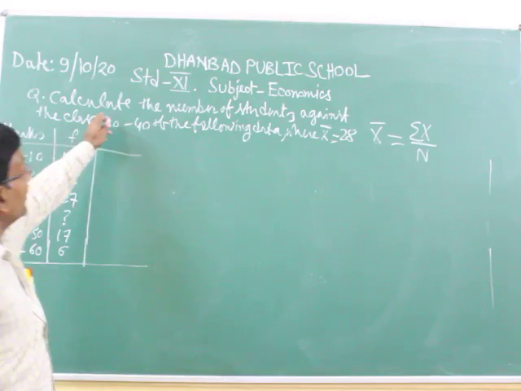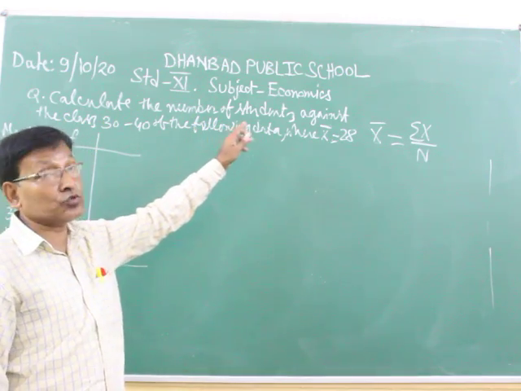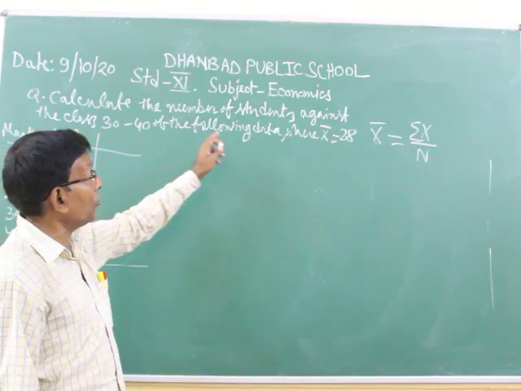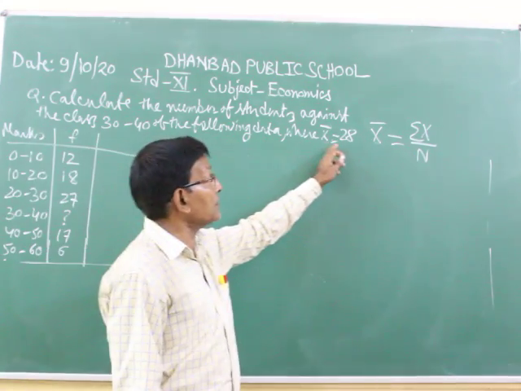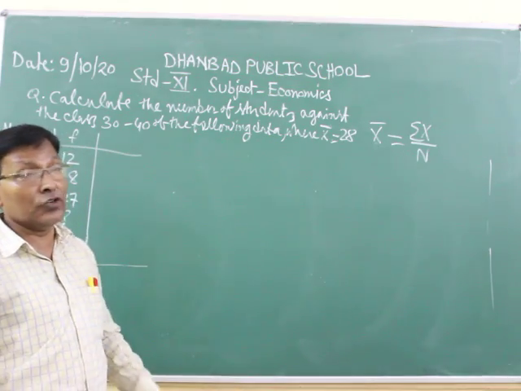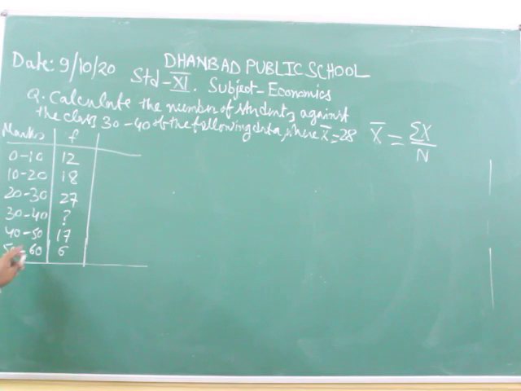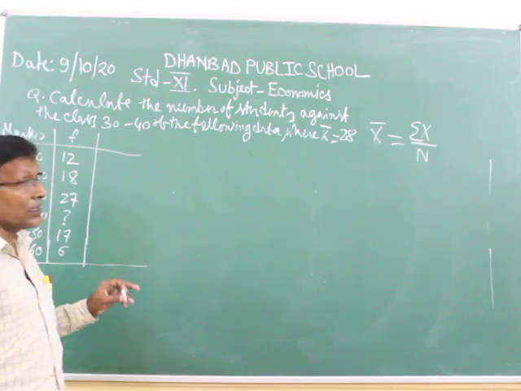What is the question given? Calculate the number of students in the class 30 to 40 of the following data, while x bar, the mean, is given as 28. Now see the marks given: 0 to 10, 10 to 20, up to 50 to 60. Frequencies given are 12, 18, 27, unknown, 17, and the last one is 6.